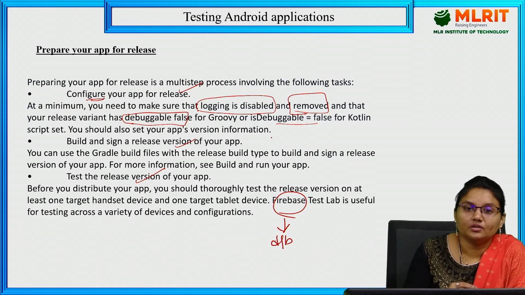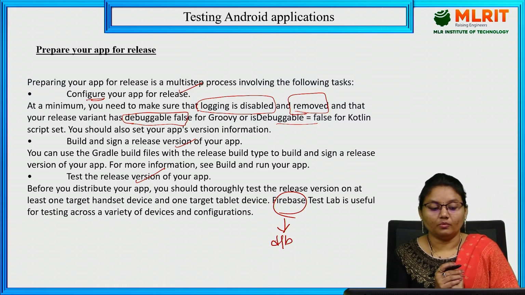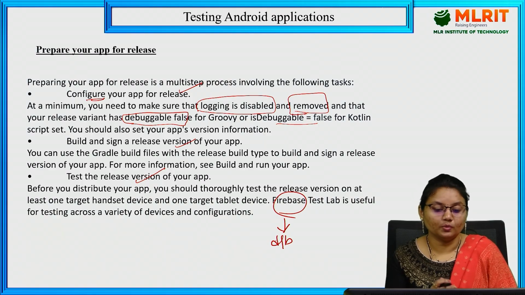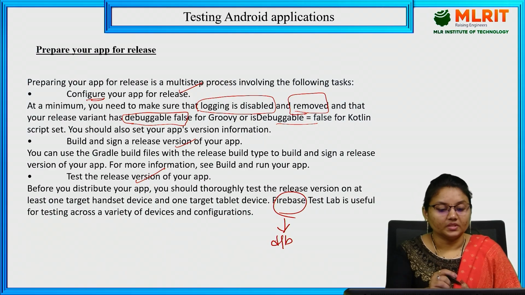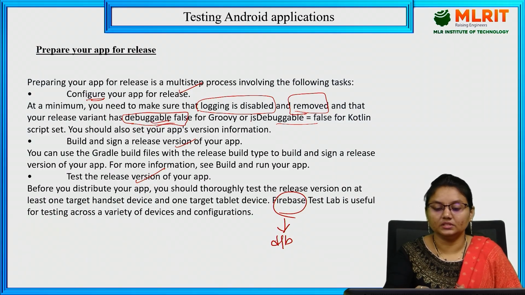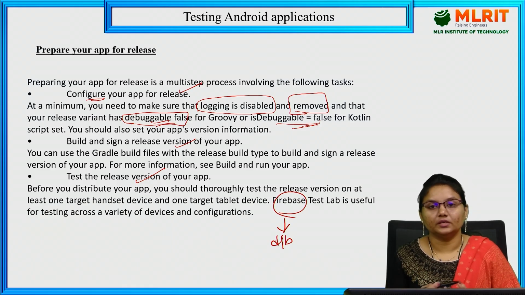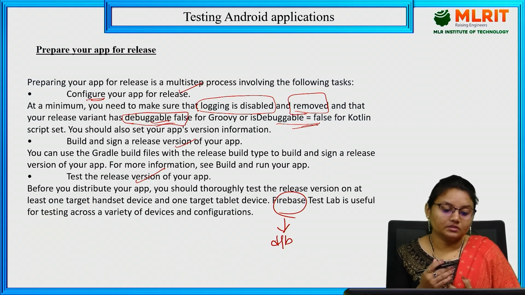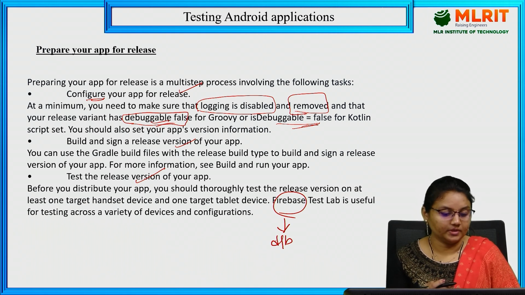So configuring your app for release means, whenever you want to release your application, your log should be disabled first. Then debuggable should be false. In Kotlin, you write isDebuggable equal to false, so it should be false. These two should be done before you configure your application for release.